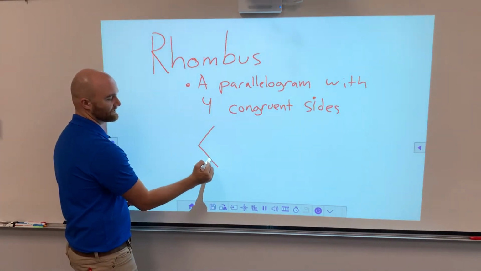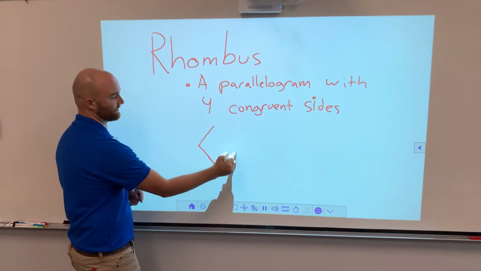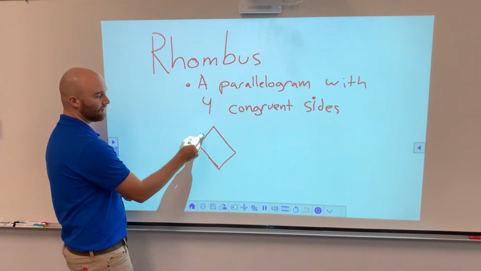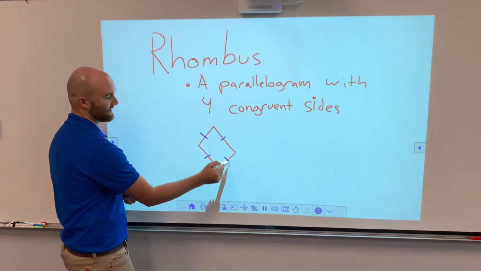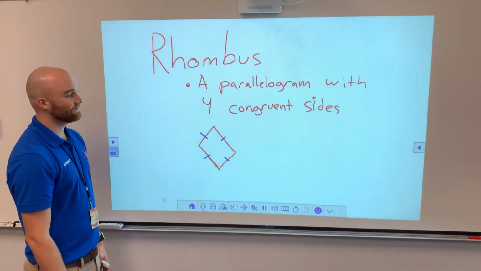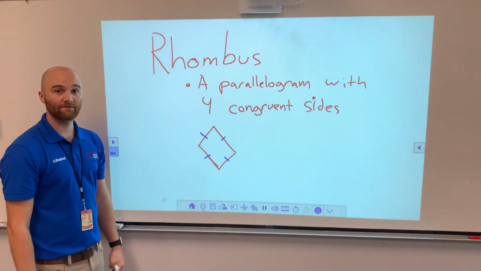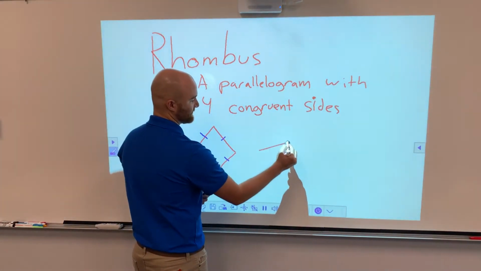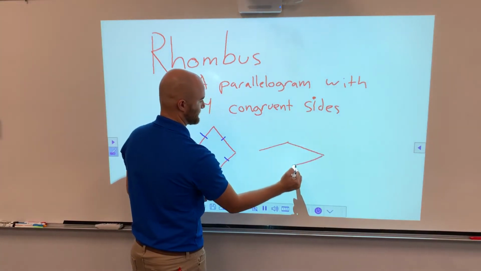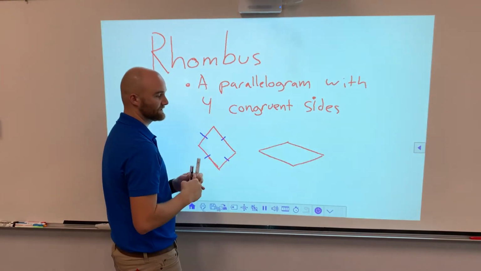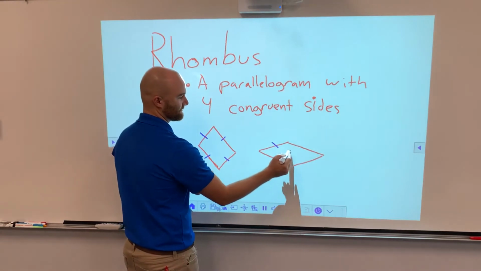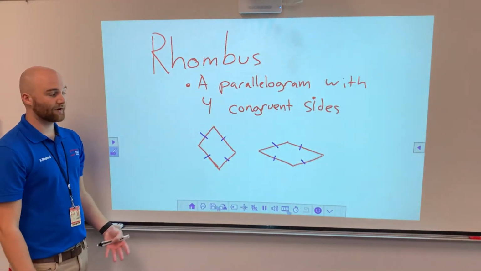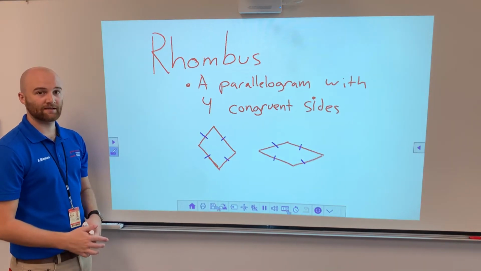Here, I can see that I have a parallelogram, and all of the sides are the same length. Here, I've got a parallelogram where all of the sides are the same length. This is a rhombus. This is a rhombus. Rhombuses are parallelograms where all the sides are the same length.